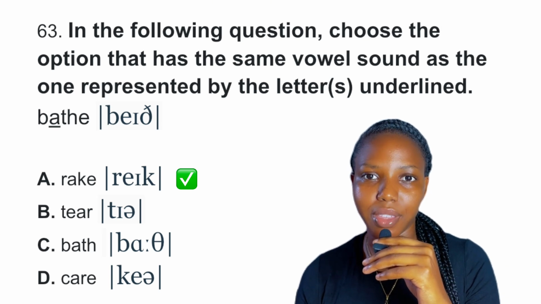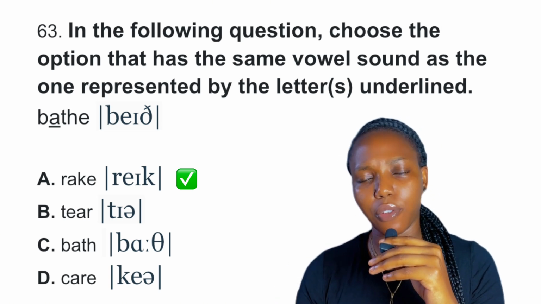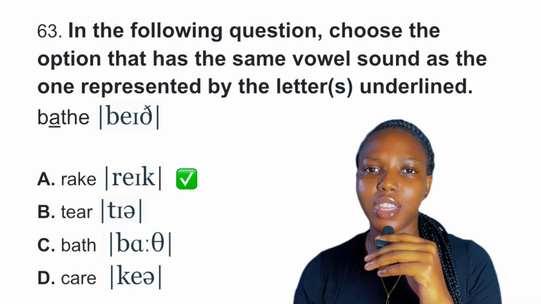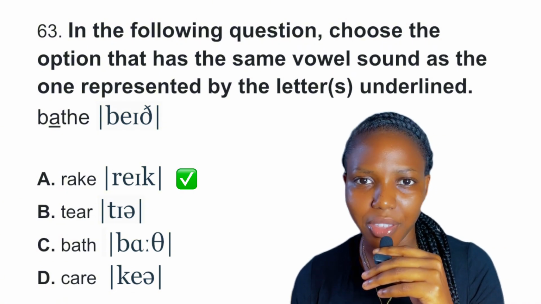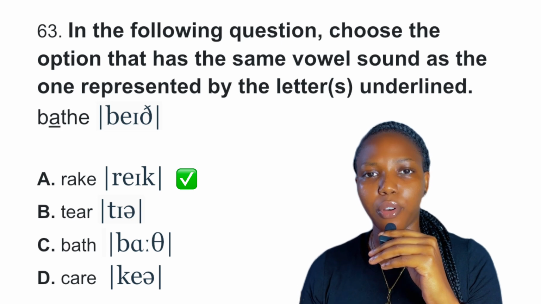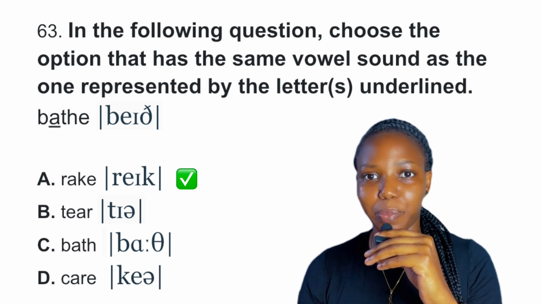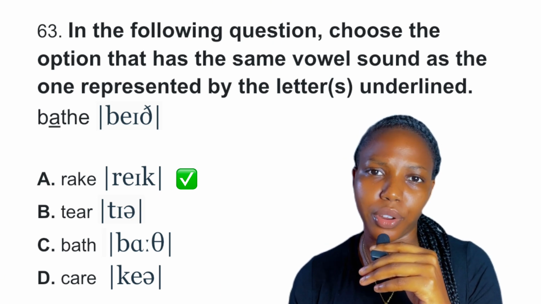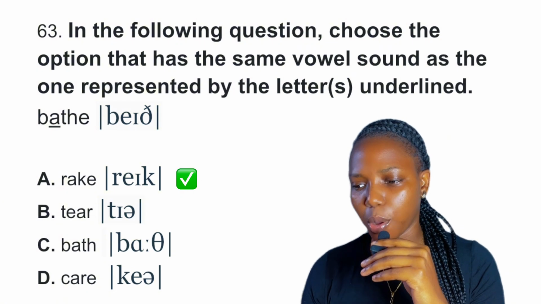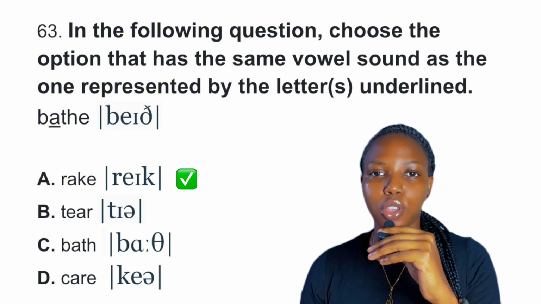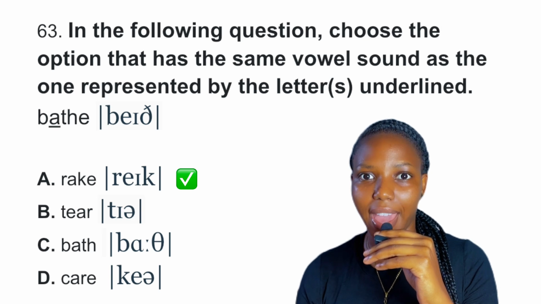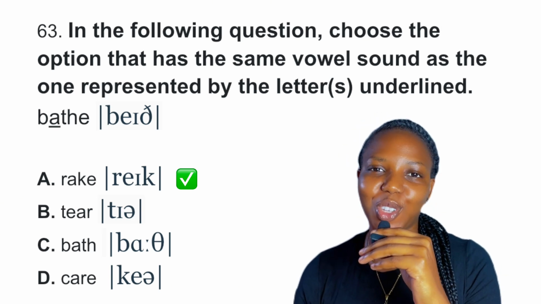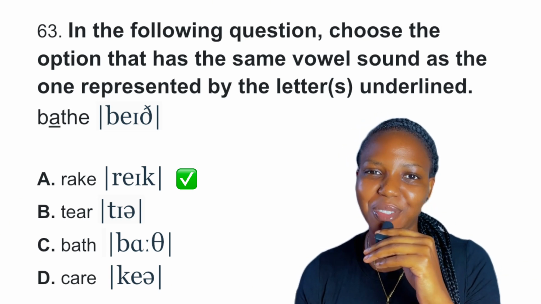So bath is different from bathe. Bathe is a verb. Bath is a noun. For example, I had a clean bath this morning. That's a noun. But for a verb, you can say he bathed his wound with clean water. Option D, we have care. What we have there is also a diphthong, that is air. So the best answer to this question is definitely option A, rake.